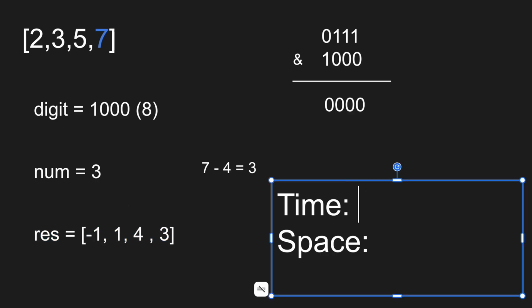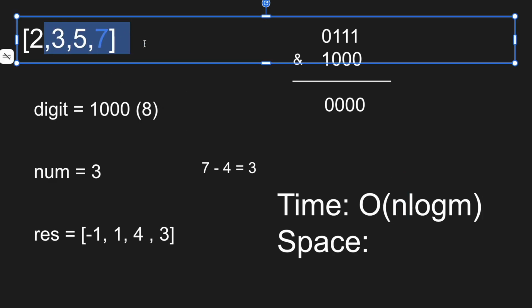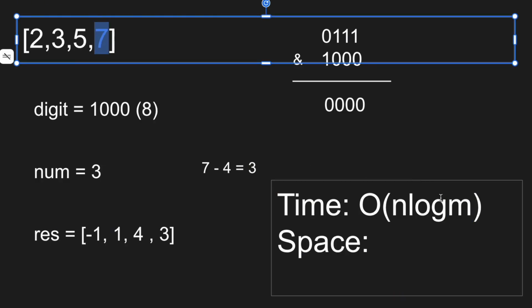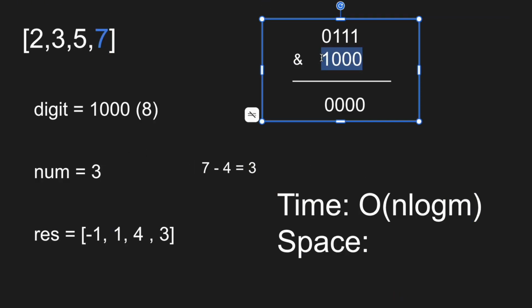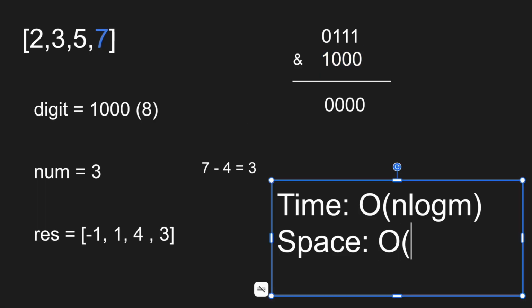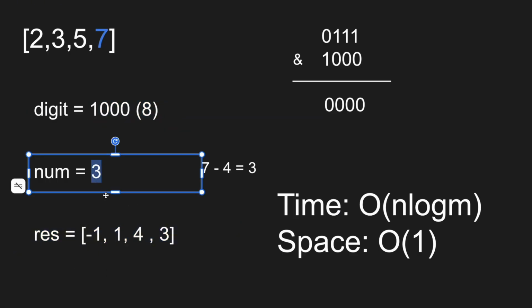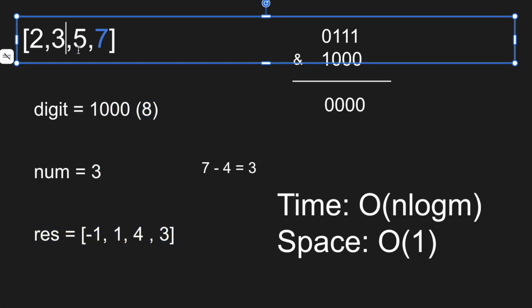So the time complexity would be O of n log m, where n is the number of elements in the input array because that's the number of elements we'll iterate through, and m would be the largest number in the array, but we are iterating through its digits, so it would be log m instead of just m. And the space complexity would be O of 1 because the result does not count as extra space since we are returning it, and the size of these variables will not depend on the input of the problem.